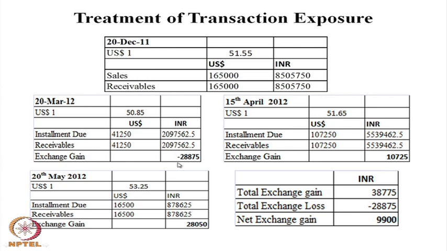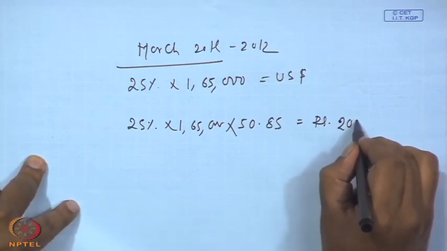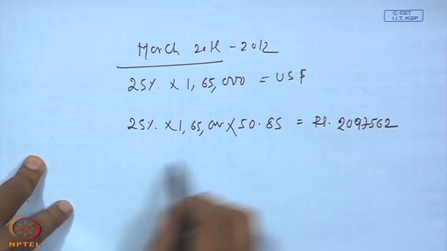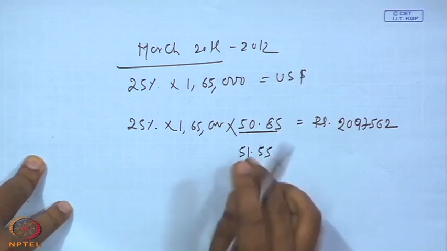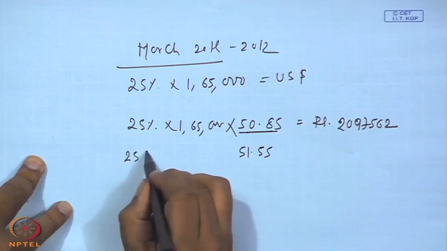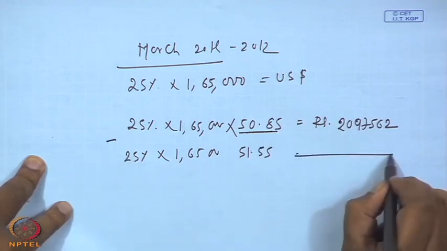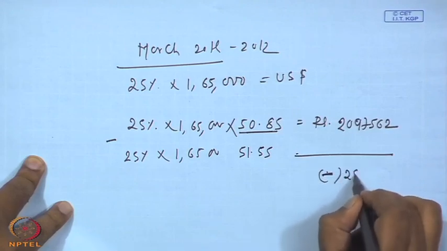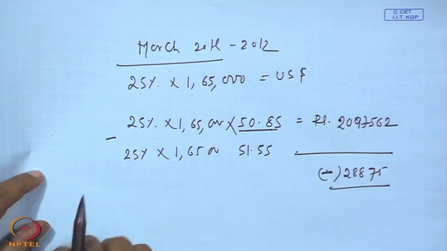So, there will be an exchange loss. He is supposed to get at 51.55, but he is getting at 50.85. So, that is a loss of 2,28875. How is the loss calculated? Here he is supposed to receive how much? He is supposed to receive the rupee equivalent amount 2,097,562. This is the equivalent at March, but actually he is supposed to receive at 51.55, because that is the spot rate of December. So, that is a loss of what? If you calculate this minus this, the loss will be on the negative side, 2,28875. For March, the loss will be 2,28875.